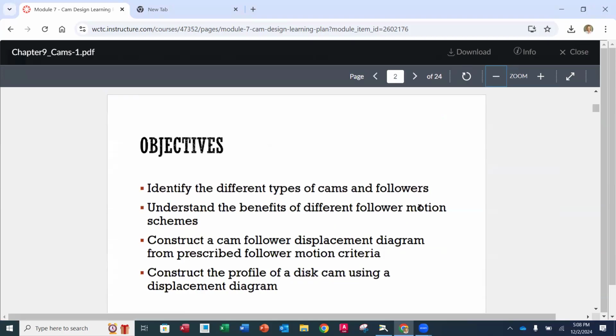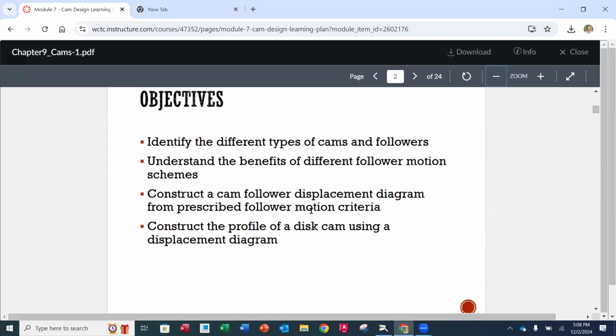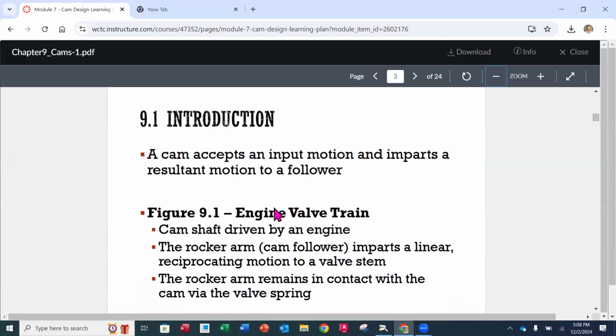In this module, our objectives are to identify different types of CAMs and followers. Also, we want to make sure that you understand the benefits of different types of follower motion and different schemes, really like when you're going to be using them and when you wouldn't. Ultimately, we're going to be able to construct a displacement diagram for a CAM follower and construct the profile of a disc cam using that displacement diagram information. These last 2 are really the focus for the assignments that you're going to be having.